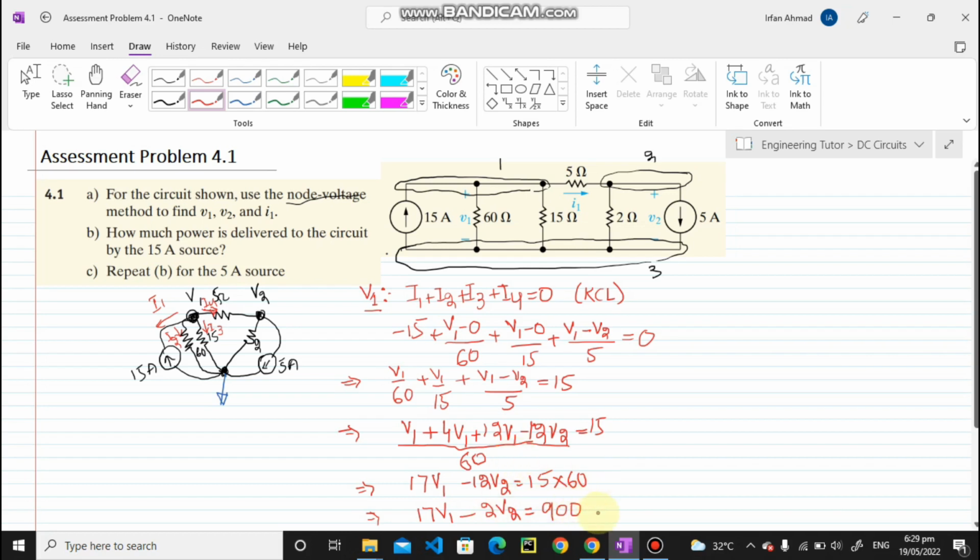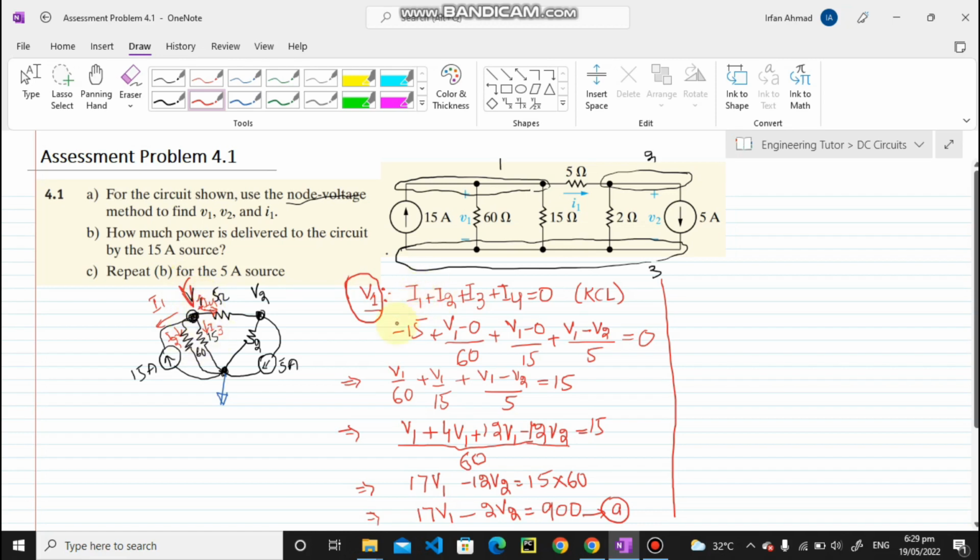Okay, so let me call it equation A. So this is equation number A, which is obtained at V1. Let me separate it out. So this is all the calculation with respect to this node, which is at V1. Let me write the next one in a different color as well.